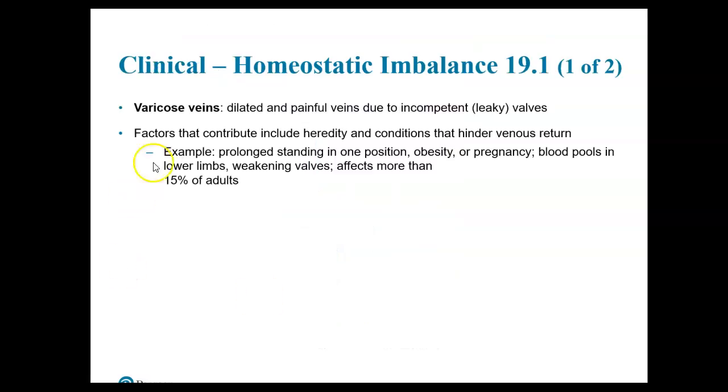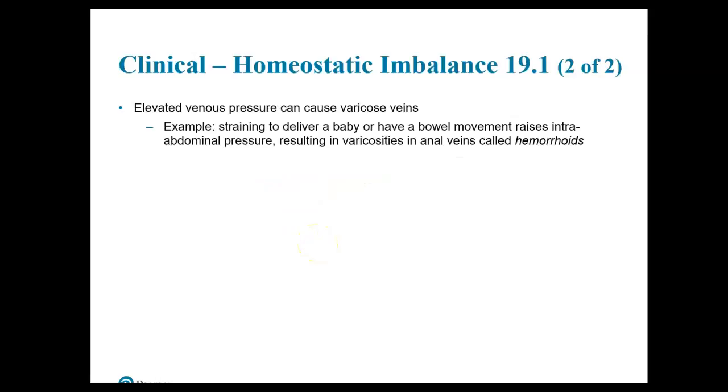Okay, varicose veins are dilated and painful veins due to leaky valves. Sometimes this is genetic, and sometimes it's due to conditions like obesity or pregnancy, prolonged standing in one position, or crossing your legs. There are different things. Hemorrhoids are varicose veins in the anus, in the anal veins. That's actually what a hemorrhoid is.